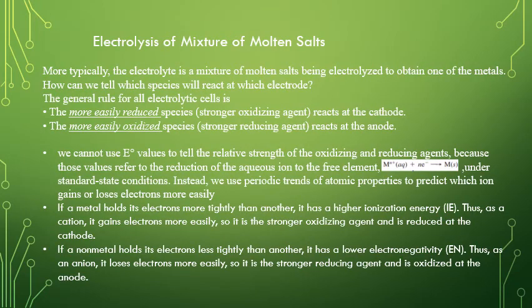Now we're going to look at a mixture of molten salts. In this situation, the electrolyte is a mixture of molten salts that are being electrolyzed to obtain one of the metals. How can we tell which of these species will react at which electrode? It's pretty simple. The general rule for the electrolytic cell is that the more easily reduced species, the stronger oxidizing agent, will react at the cathode.